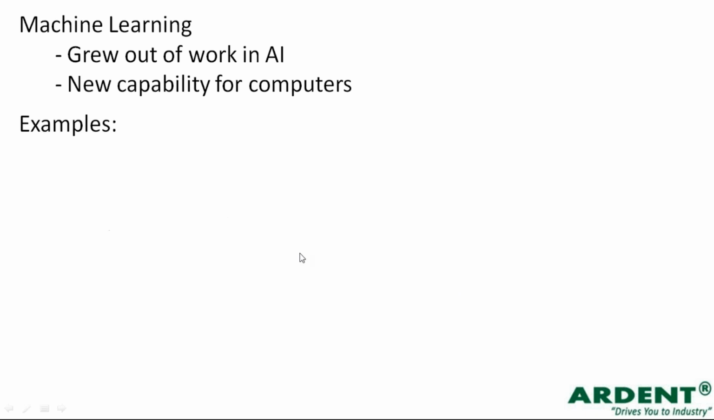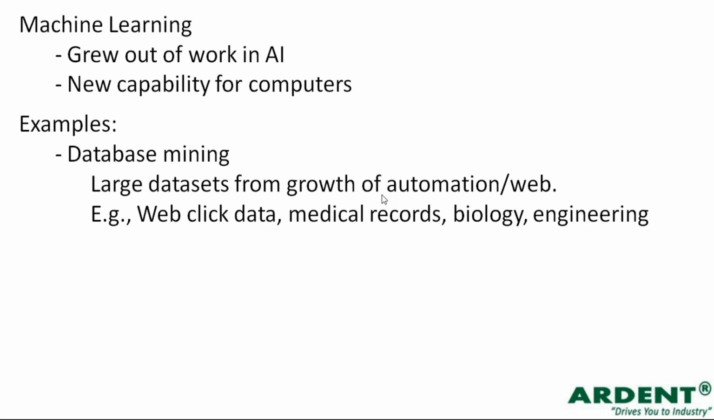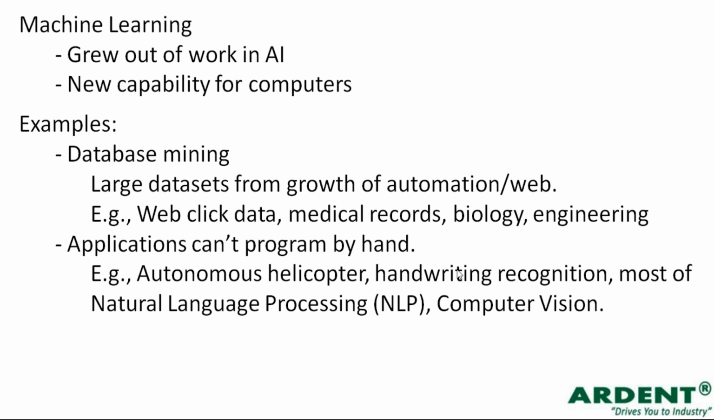Getting the point? Now, examples: database mining, large data sets from the growth of automatic web click data, medical record data, biological data, engineering data, pollution data, population data, census data, anything. So these are the examples of database mining, from what sources we basically get the data. Next one: applications that can't be programmed by hand. Remember, I said that machine learning is an automated process, so it will not involve human interference. It's autonomous. A simple example I'm giving: autonomous helicopter, handwriting recognition, natural language processing, computer vision.